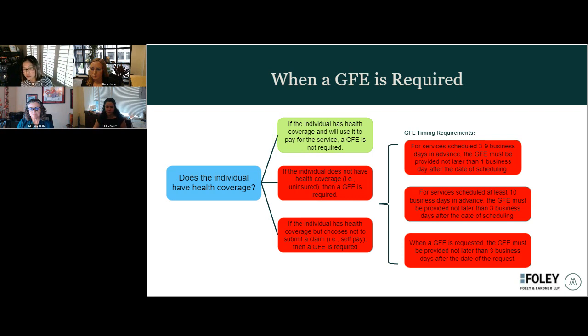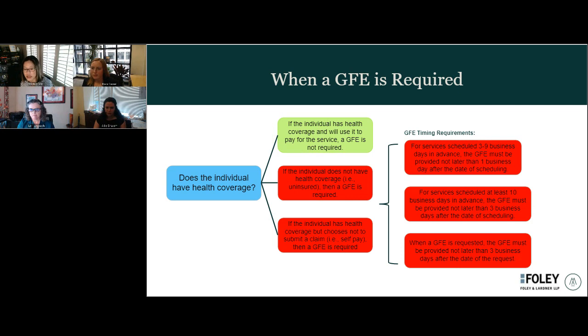Some of our clients, when they were initially working the requirements of the Act into their processes, were under the impression that if the appointment is scheduled a month out, the GFE is not required until 3 days within the appointment date. We had to remind them that the date of scheduling is really the key. Again, it's not the date of the appointment, while that is an important time frame for figuring out how far out the appointment is scheduled. But the time frame for the GFE is from the date of scheduling. I want to make sure you are all familiar with that difference.